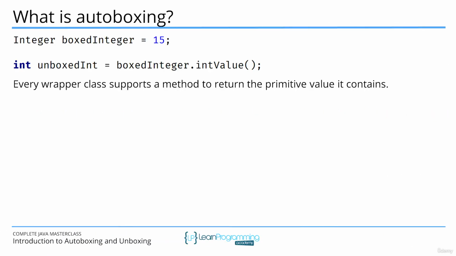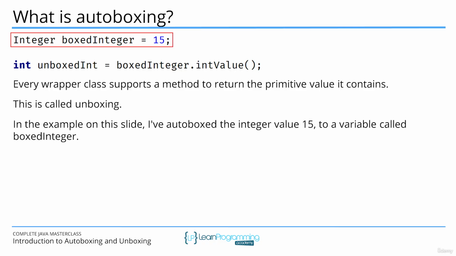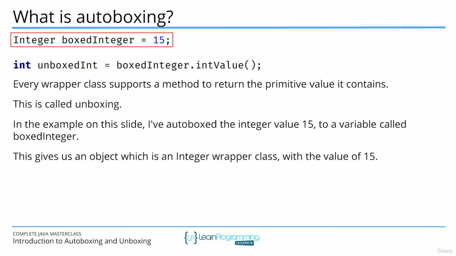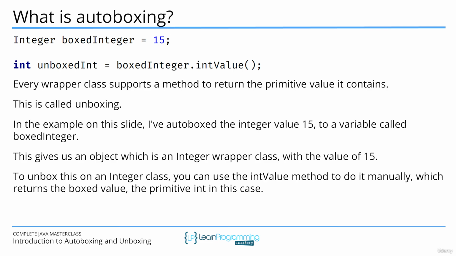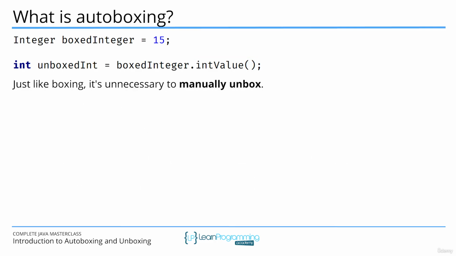Every wrapper class supports a method to return the primitive value it contains. This is called unboxing. In the example on this slide, I've autoboxed the integer value 15 to a variable called boxedInteger. This gives us an object which is an Integer wrapper class with the value of 15. To unbox this on an Integer class, you can use the intValue method to do it manually, which returns the boxed value, the primitive int in this case. Just like boxing, it's unnecessary to manually unbox.